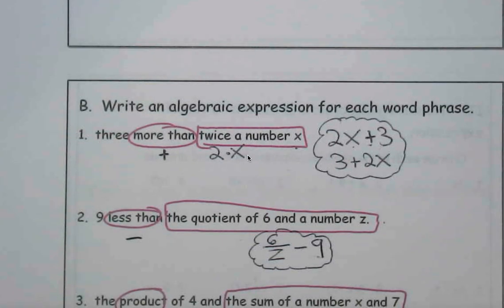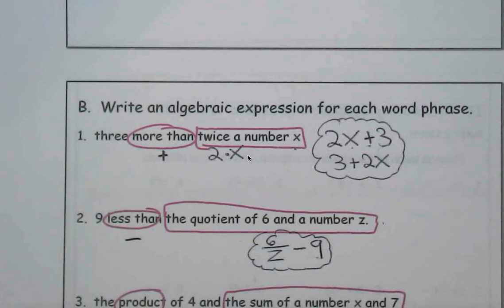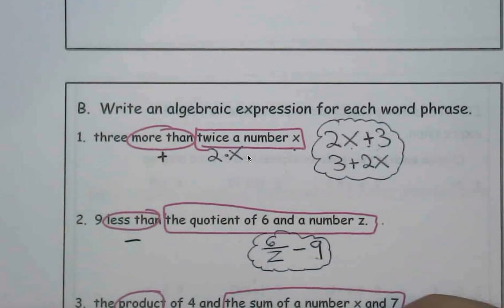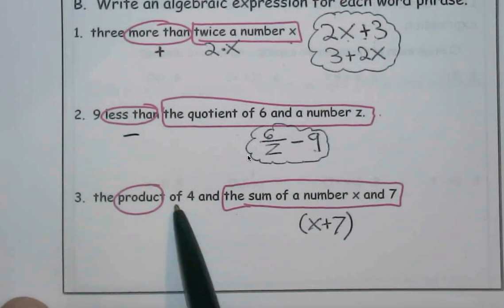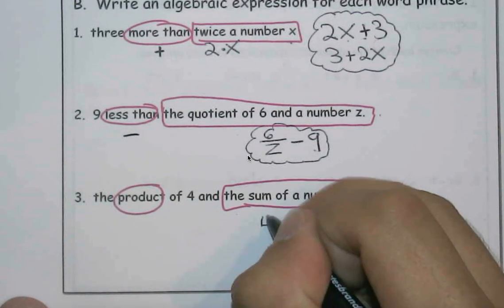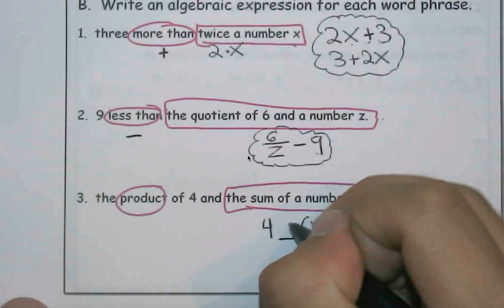For 3, the product of 4 and the sum of a number x and 7. This one's a little bit trickier. So what's a sum? The sum's going to be adding. We know that. So we know that it's the sum of x and 7. And we want to take the product of all of that. So it's the product of 4 and this sum. So we want to be working with 4. What operation should be going on between these? Should be thinking of multiplication.